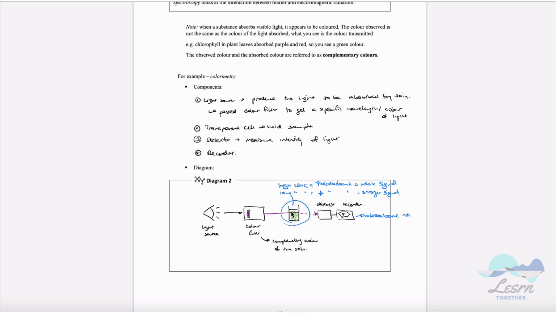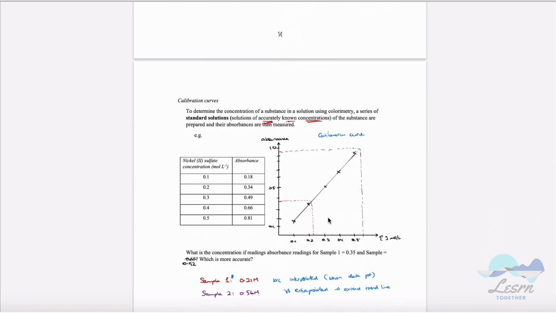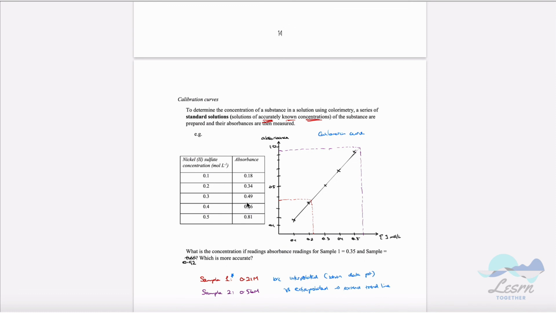But the idea is you pass the light through, it's going to absorb some of it, and you detect how much light has ended up passing through. So the higher the concentration, the higher the absorbance of the sample, so the weaker the signal is going to be. And the lower the concentration, the lower the absorbance, so the stronger the signal is going to be. And so you'll get an output similar to this where you'll get your absorbance numbers.